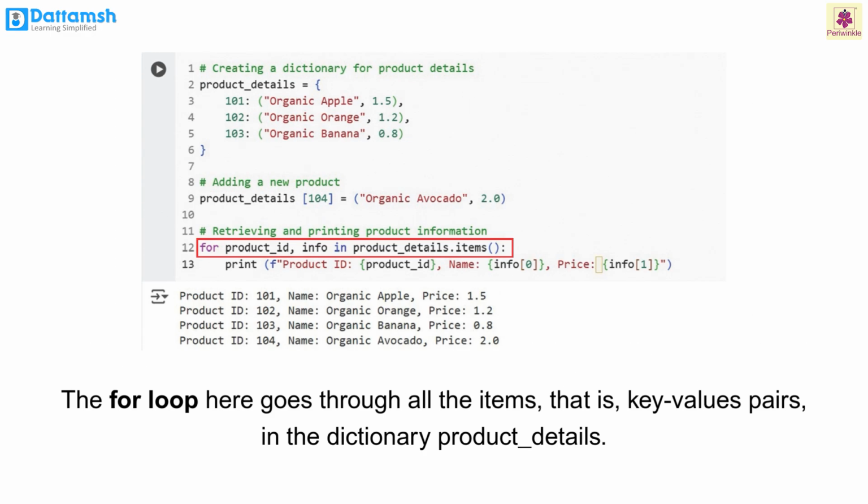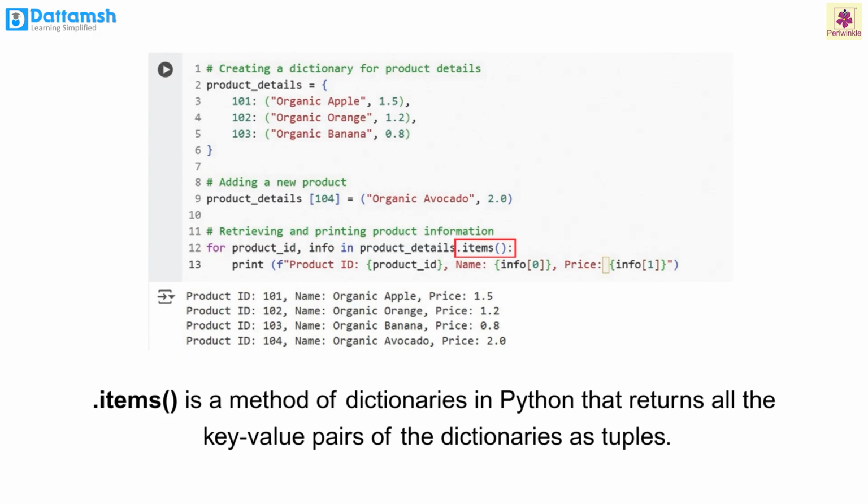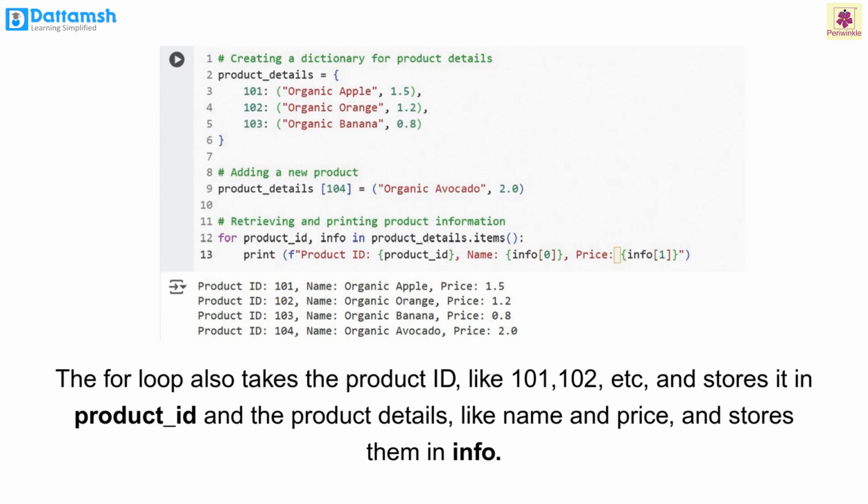The for loop here goes through all the items, that is, key value pairs, in the dictionary product details. Items is a method of dictionaries in Python that returns all the key value pairs of a dictionary as tuples. The for loop also takes the product IDs like 101, 102, etc. and stores them in product ID, and the product details like name and price and stores them in info.